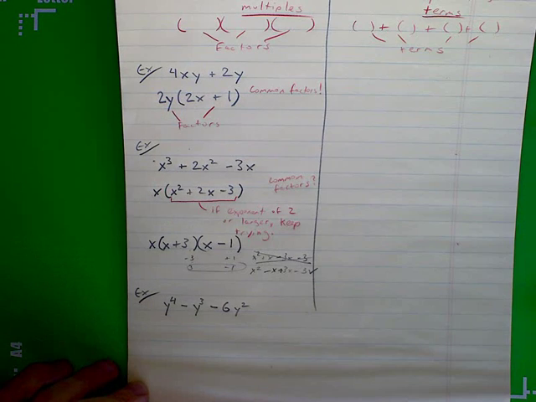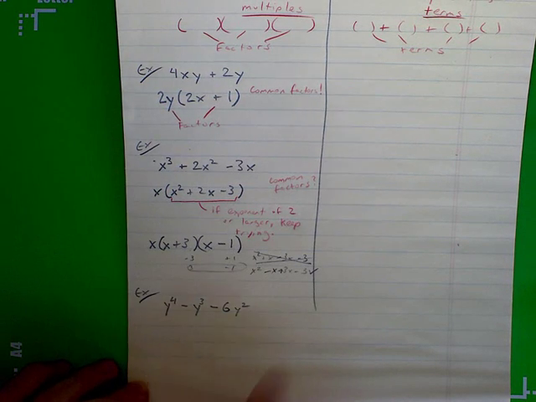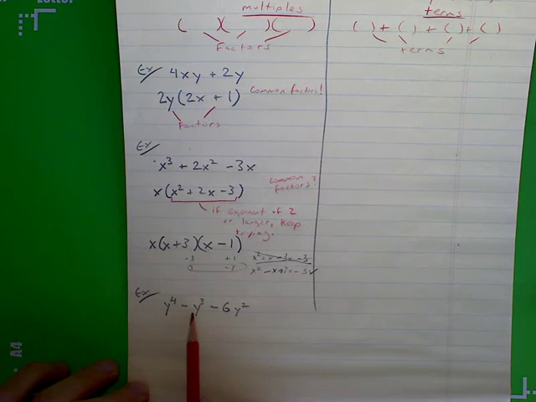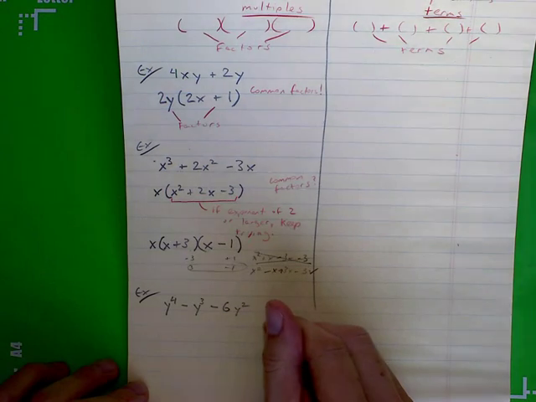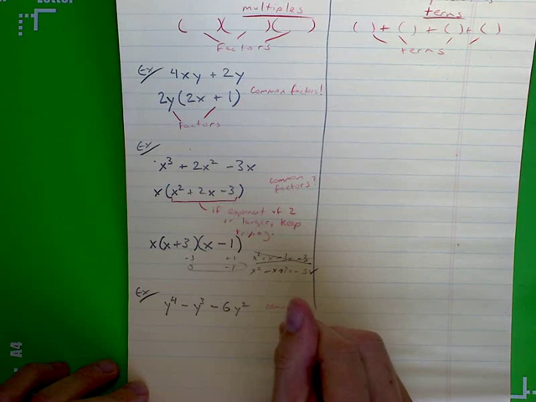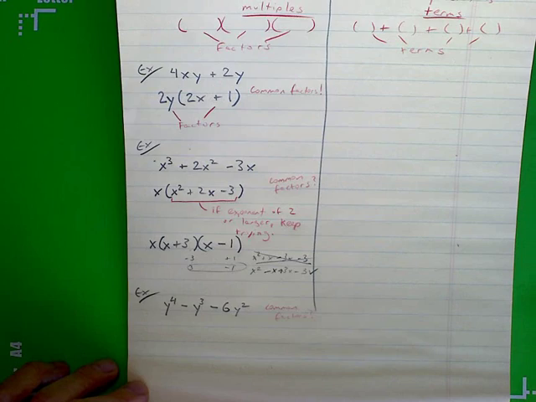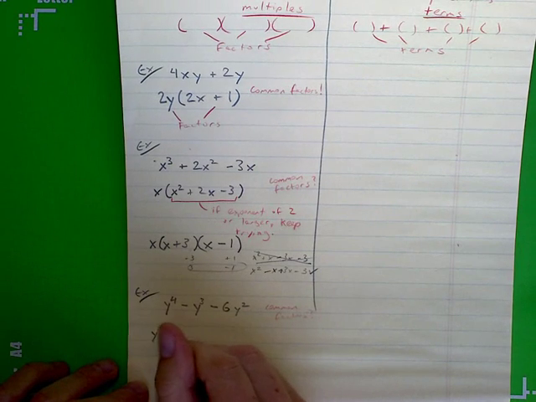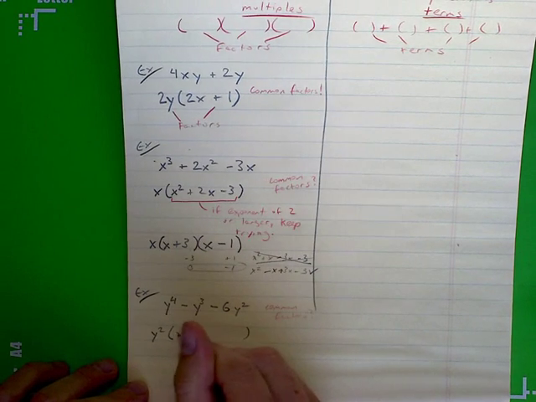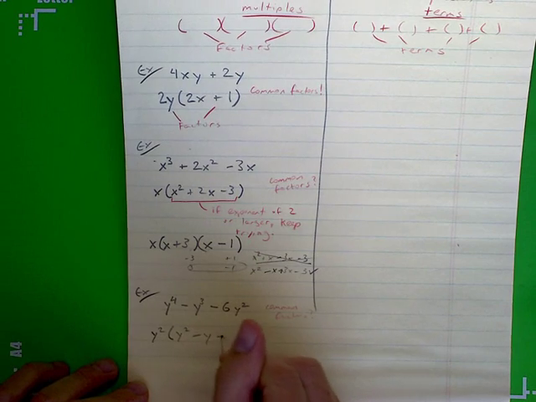Common factor. Well, if there were like terms, then yes, that would be a good starting place. So there are no like terms. So let's look for common factors. So what can I take out? What's a common factor? y squared, and then left over I'm going to have y squared minus y minus 6.